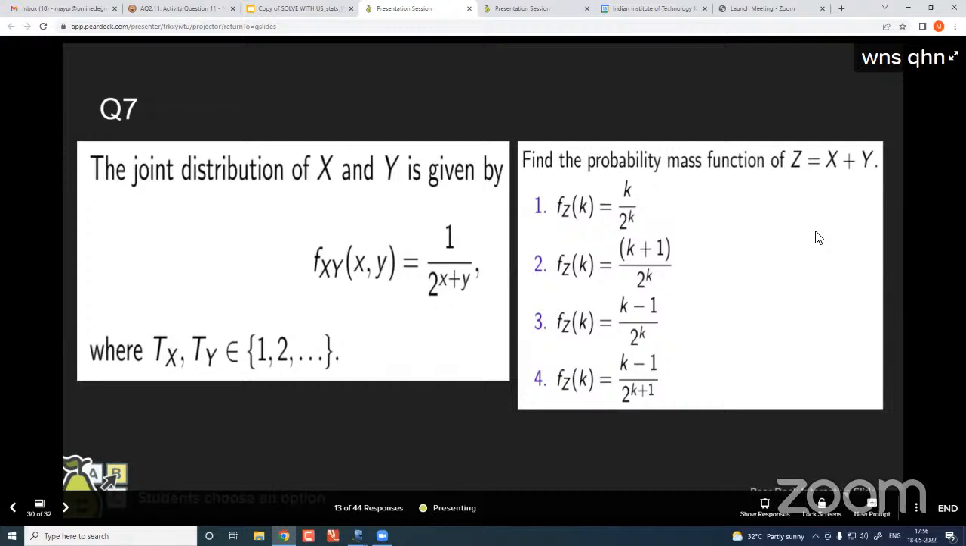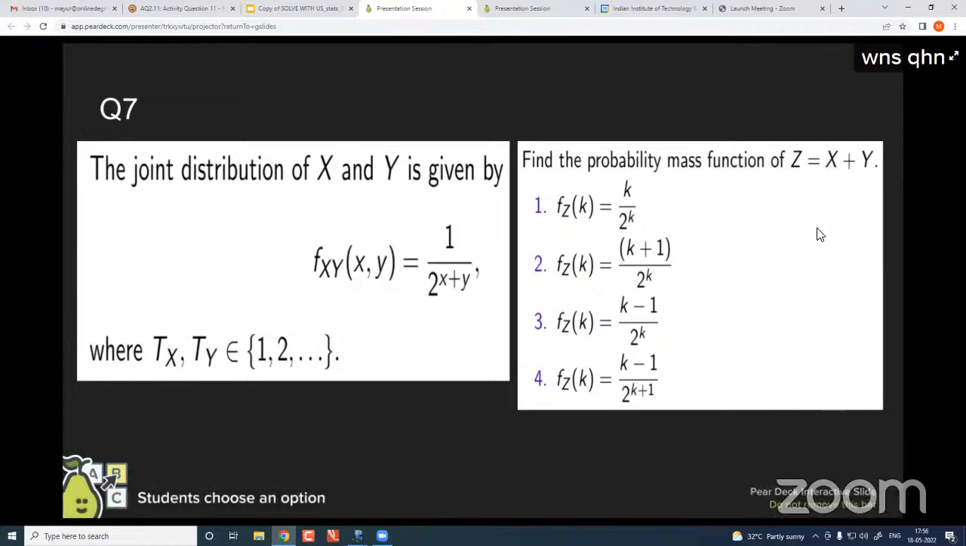Then what is the probability? So 1 by 2 to the power 3 plus 1 by 2 to the power 3, which means 2 upon 2 to the power 3. Okay. Sir, repeat, sir.